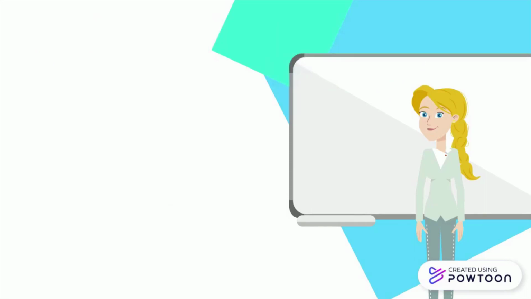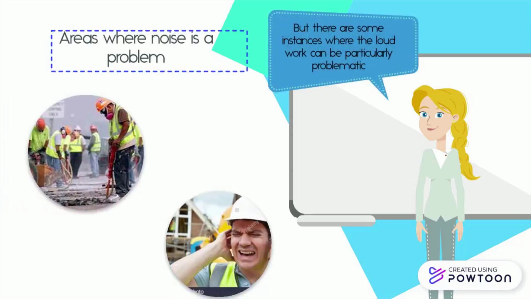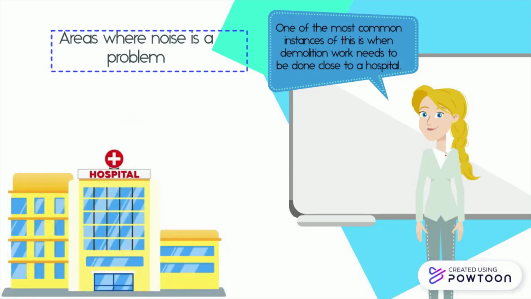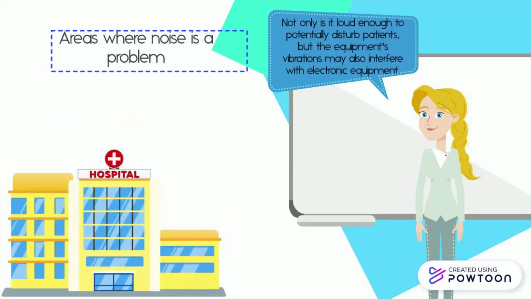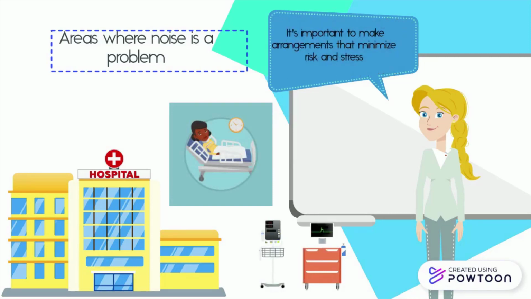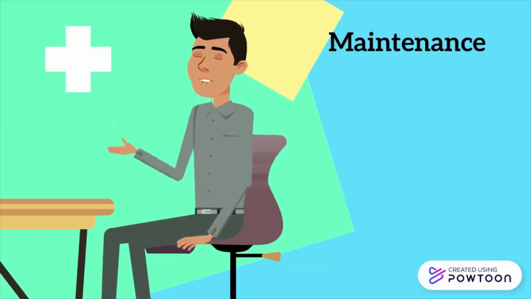Lastly, areas where noise is a problem. Noise can be disturbing for the area surrounding any demolition, but there are some instances where the loud work can be particularly problematic. One of the most common instances of this is when the demolition work needs to be done close to a hospital. Not only is it loud enough to potentially disturb patients, but the equipment's vibrations may also interfere with electronic equipment. It's important to make arrangements that minimize risk and stress.